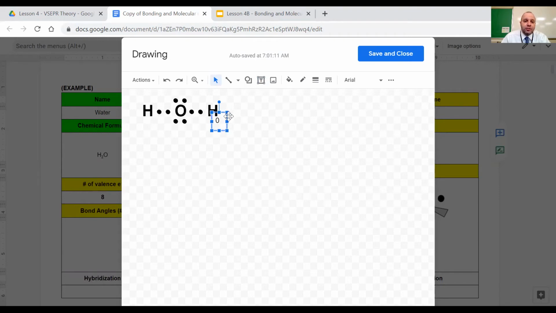So I'm just going to copy this. Again, this is for accelerated honors. Copy this 2 more times and just place these zeros at all 3 positions here.